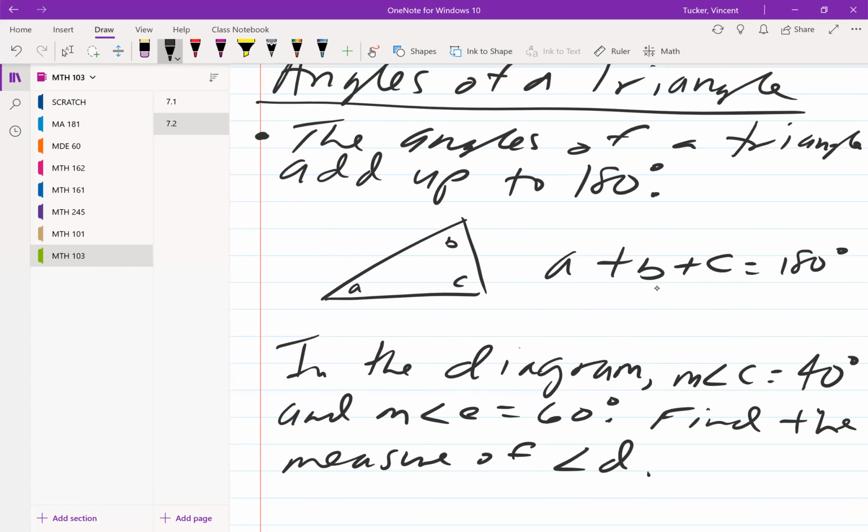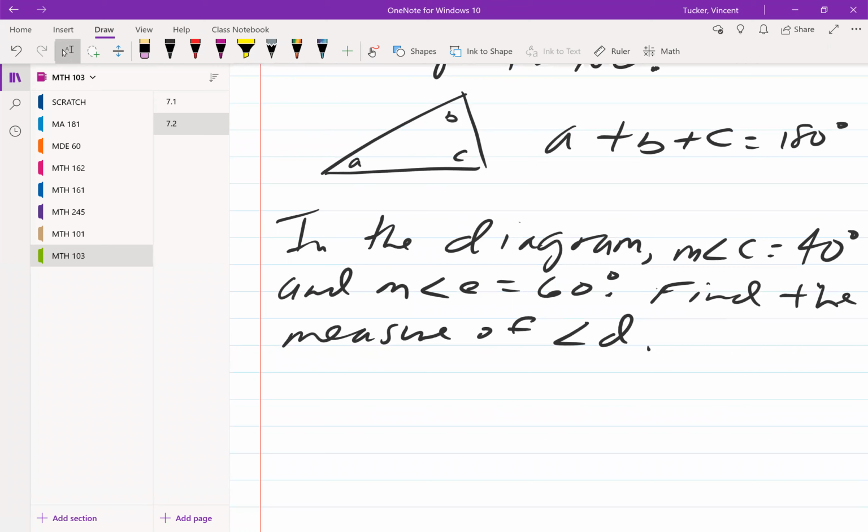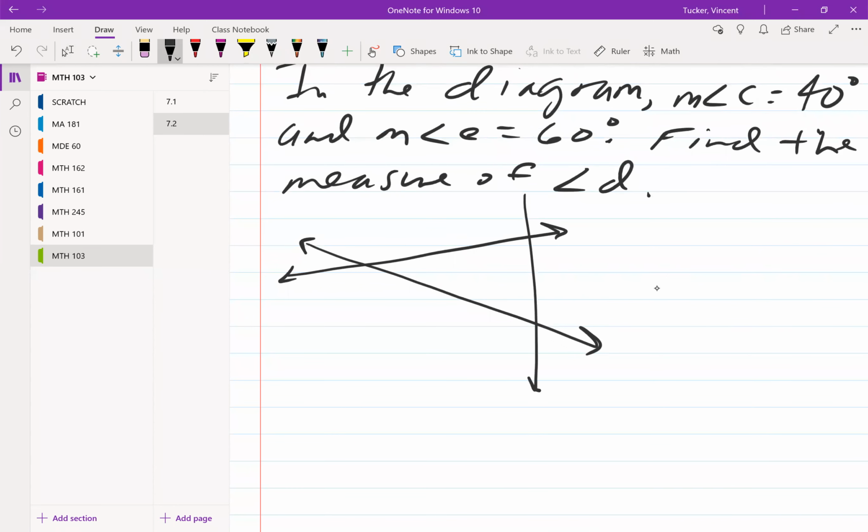So in the diagram, the measure of C is 40 degrees, the measure of E is 60 degrees. Find the measure of D. All right, they said just find D. Let's just see if we can find all of these. We should be able to.